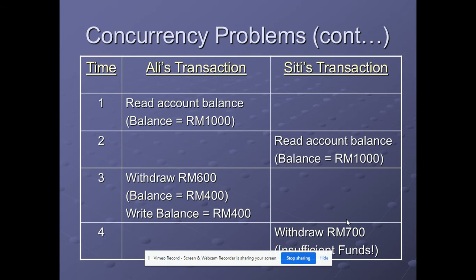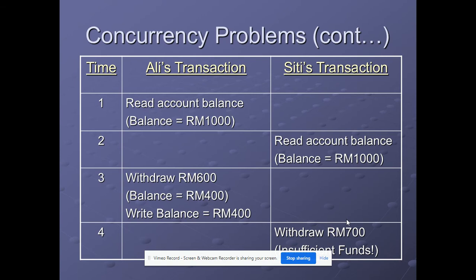So here we've got $1,000 in the account. Then we are reading the balance, which is 1,000. Then we have withdrawn $600, which means the balance remaining in the account in the bank is $400. So the balance is equal to $400.